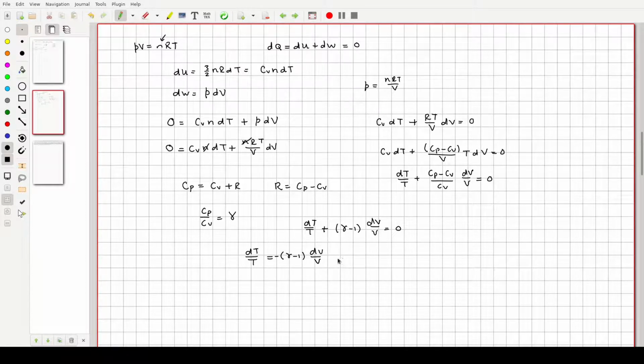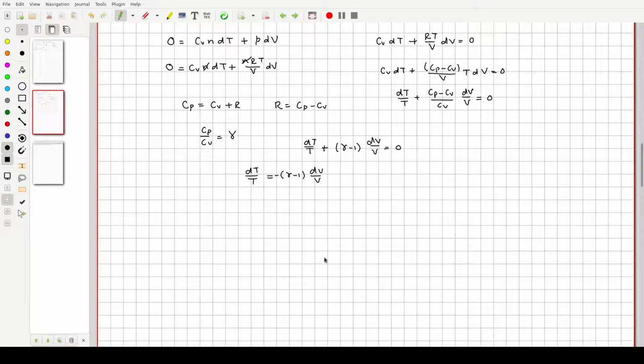Okay? Now, what I'm going to do is to integrate both sides. But I'm going to do an indefinite integral because I don't know what my initial and final temperatures might be in an adiabatic situation. That would be something that perhaps I would be given. And I don't know what my initial and final volumes are. So I'm going to do an indefinite integral. Left-hand side is just dT over T. Right-hand side is minus (gamma minus 1) integral of dV over V. I take my integral. On the left-hand side, this is the natural log of the temperature plus a constant that I'll call C1. On the right-hand side, I have minus (gamma minus 1) times the natural log of the volume plus a constant that I'll call C2.